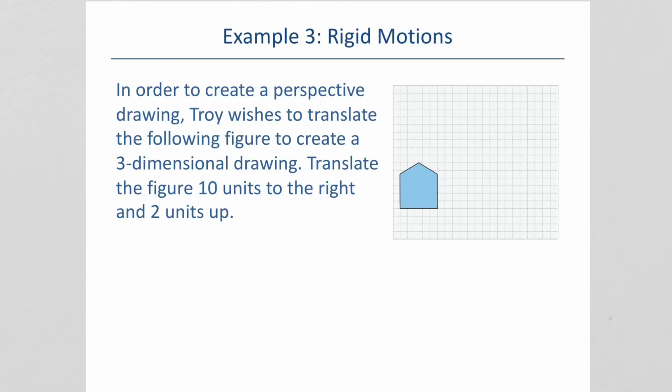In order to create a perspective drawing, Troy wishes to translate the following figure to create a 3-dimensional drawing. Translate the figure 10 units to the right and 2 up. So we would take each vertex and go 1, 2, 3, 4, 5, 6, 7, 8, 9, 10 right there. I'm going to mark that and come back to it.